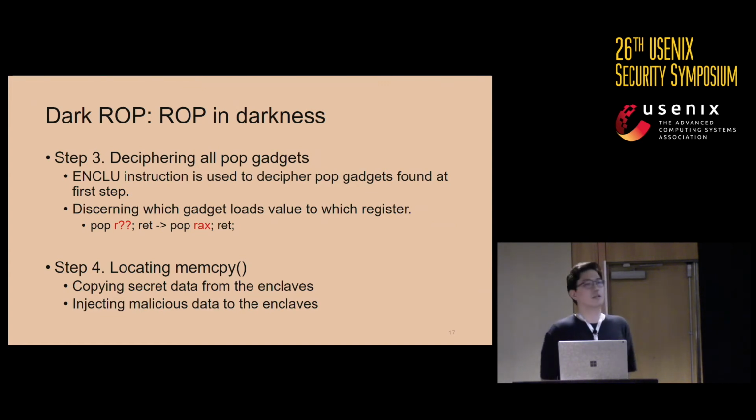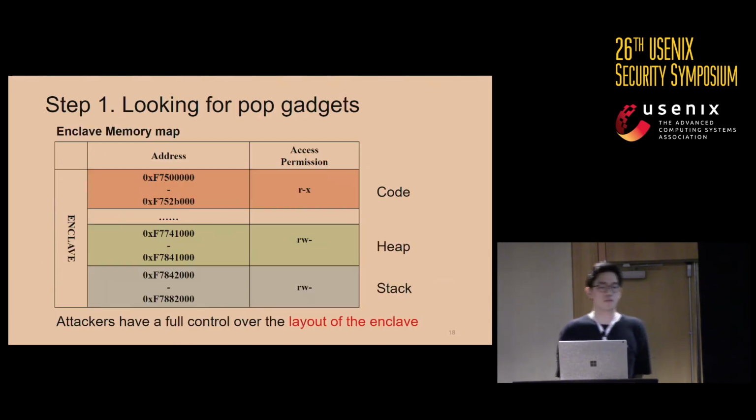So, after we find an ENCLU instruction, we can use this instruction to decipher all pop gadgets. Here, deciphering means discerning which gadget loads a value to which register. For example, we want to know which gadget pops to the RAX register. After we decipher all the pop gadgets, we can find memcpy functions. And after that, we can copy secret data from the enclave to untrusted memory or inject malicious data into the enclave memory. So the first step is looking for pop gadgets.